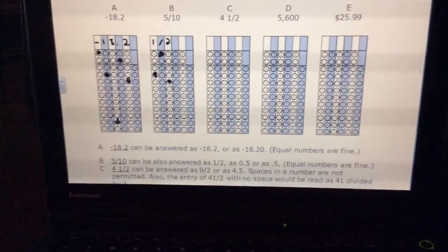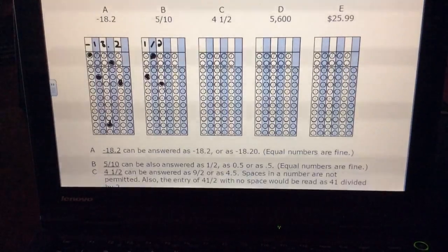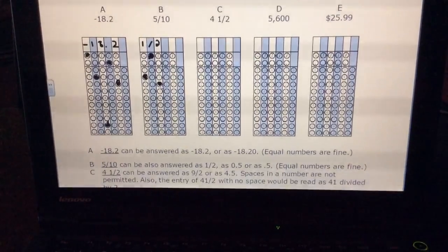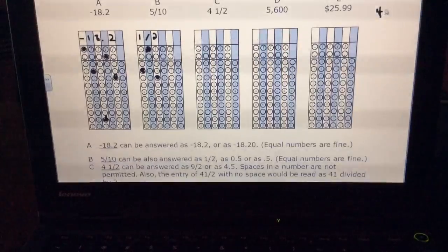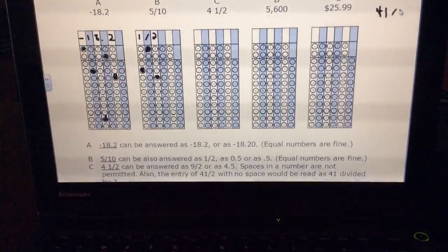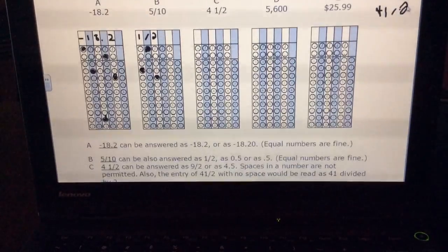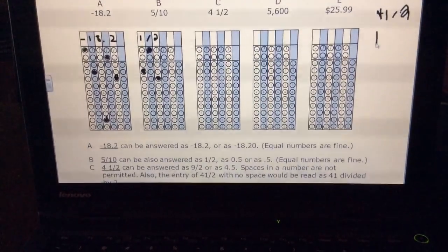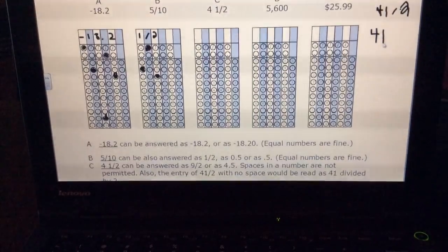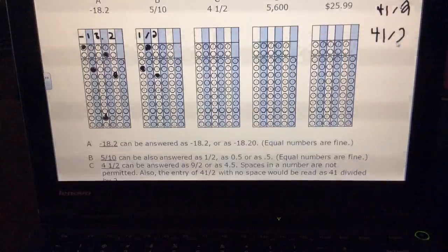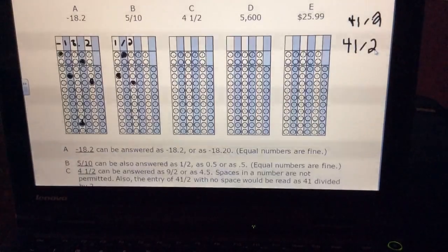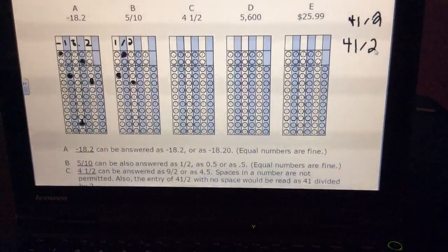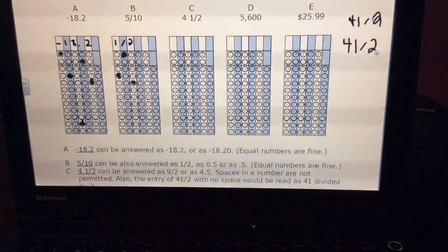All right, let's look at C. This one we've talked about a lot in class. What do you do when you have a mixed number? One of the things that we've talked about is that you can't have spaces. So let me just go over here real quick. And if I write 4 1, and then that without a space, if it'll let me, but it's terrible. See, let's try it again. 41 divided by 2. Since I can't use a space, that's what the computer's going to read. 41 divided by 2, which is actually 20.5. It's not 4.5. So that's the math behind why the computer can't read a mixed number.